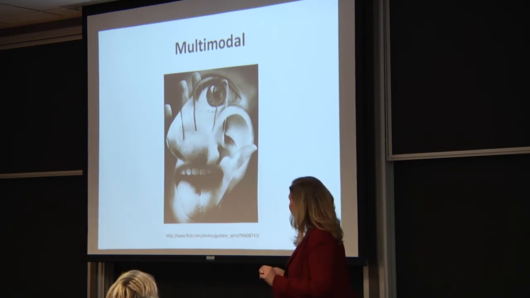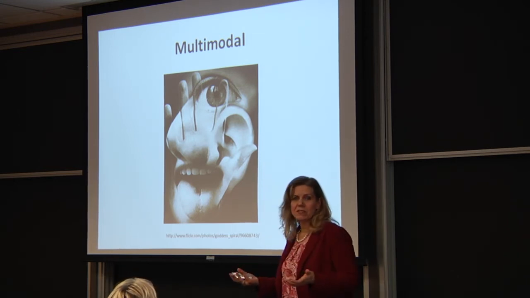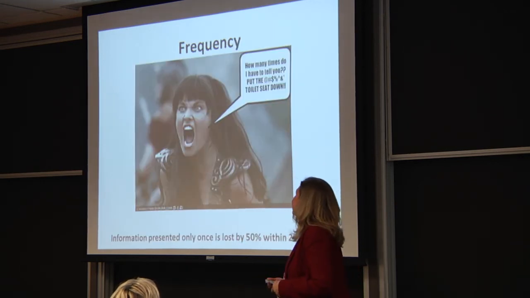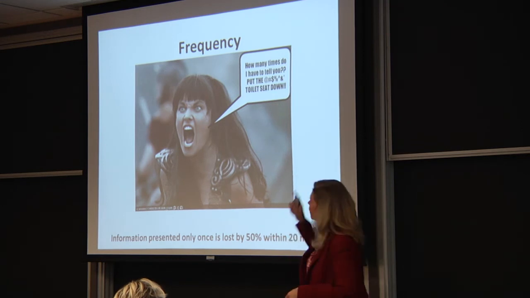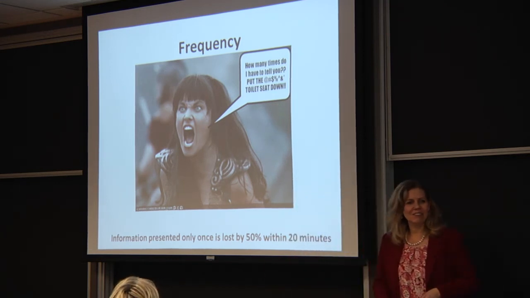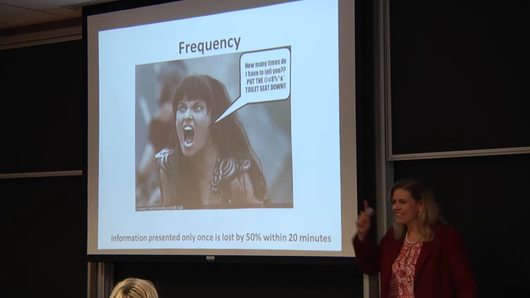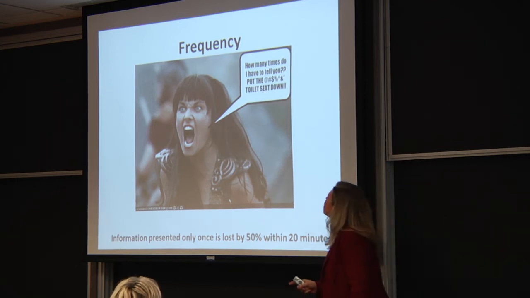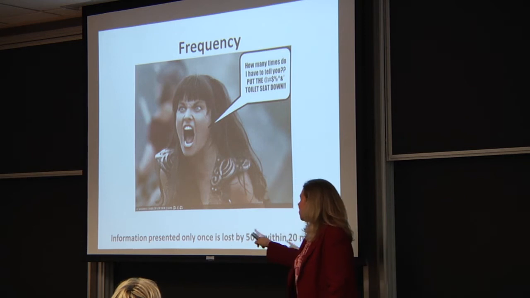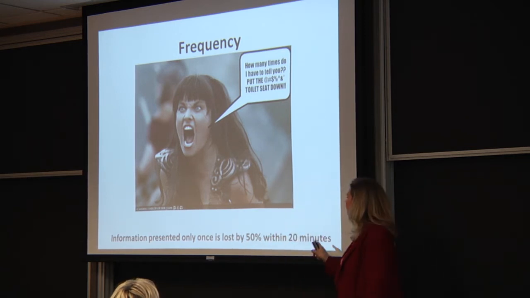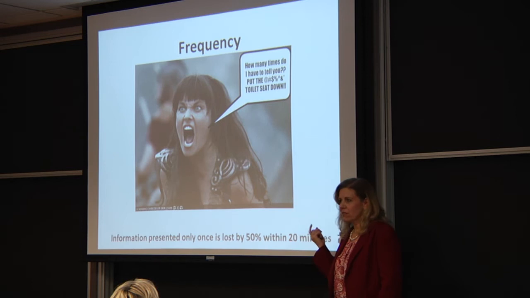So then the last stimulus characteristic that is required for LTP is frequency. Although this isn't the best example, I was told last time, but I didn't have time to change it because this doesn't work, right? You say that 10 times and it still doesn't work. So information presented only once to someone is lost by 50% within 20 minutes. Repetition, this is all this is.